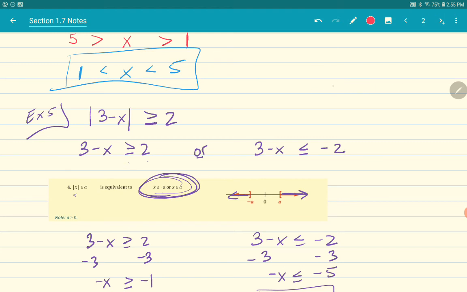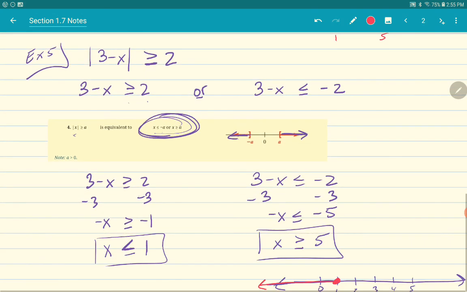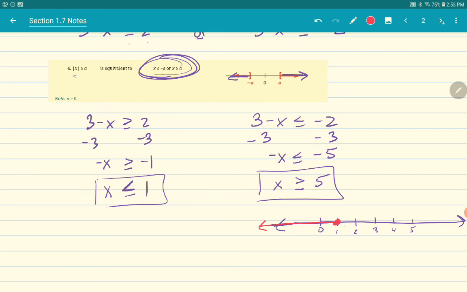Wait a second, how did it go? Between the 1 and the 5. That was the previous problem. Okay, so for this one, do a closed dot since it can be equal to x is greater than or equal to 5. Follow that direction. It's greater than, and it's going to have a closed circle at 5 since it can be equal to.